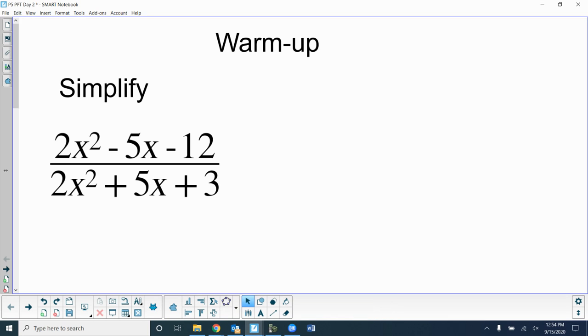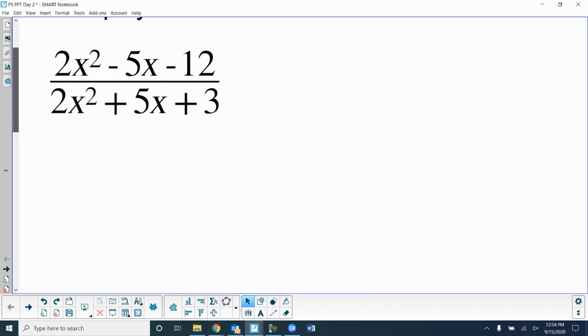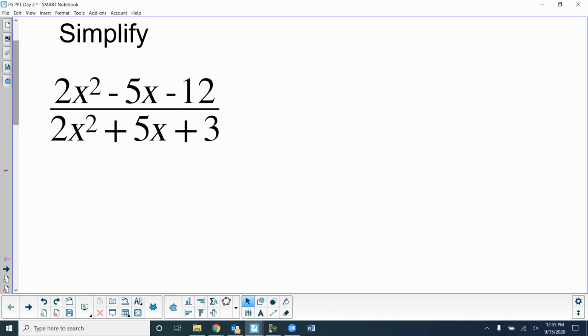Okay, so what we would do with these to simplify this fraction, this rational expression, we need to try to factor. You can't just cancel out the 2x squared because they're going at the top and bottom, and the 5x because they're going at the top and bottom. You've got to factor first. If this was times in here, then I could cancel those and divide 3 into negative 12, and the answer would be negative 4. If that was multiplication, I could do that. But it's not. So I have to factor.